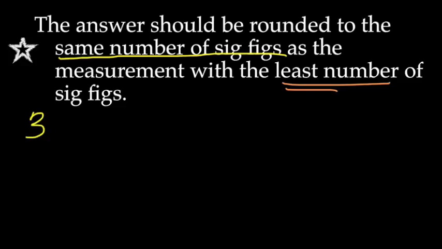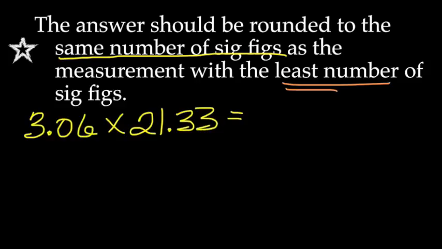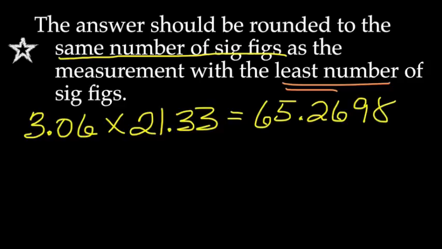So we'll multiply 3.06 times 21.33. And if you could plug that in your calculator along with me, make sure we all agree on the answer. I came up with 65.2698. As you can see, the calculator gave me an answer with more significant figures than either one of the original numbers. So we're going to have to do some rounding.